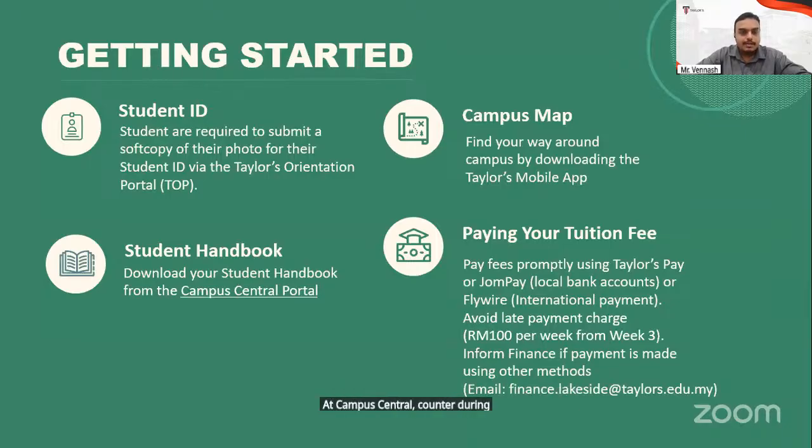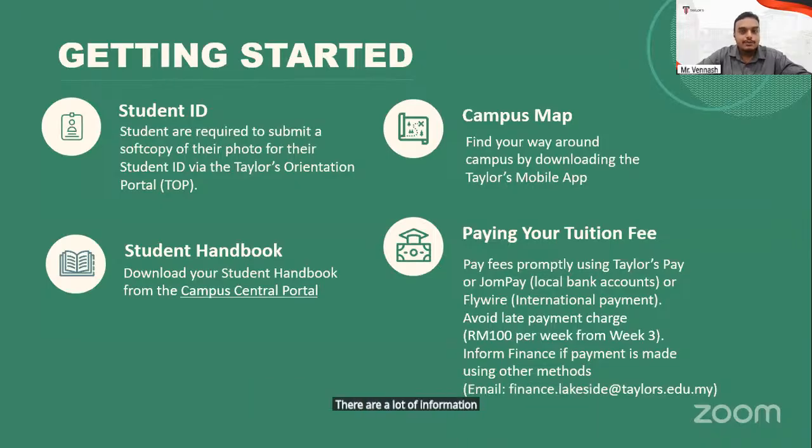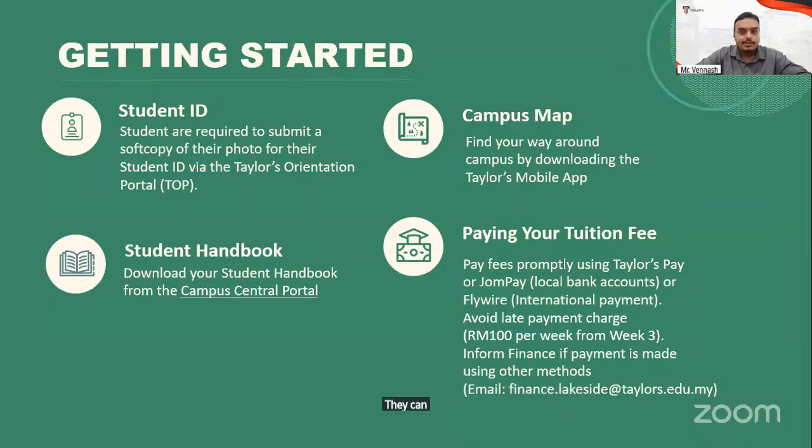Student handbook is something that is advisable for students to download and check because there is a lot of information that is very useful for students in there. I'll be going into this more a few slides later. Students can also get a campus map because they will be quite new to the campus. They want to know where their classes are located. They can get this information from the campus map.